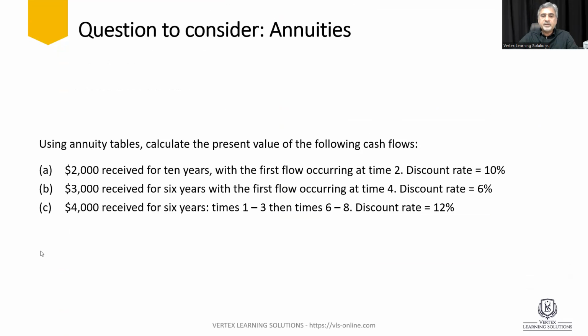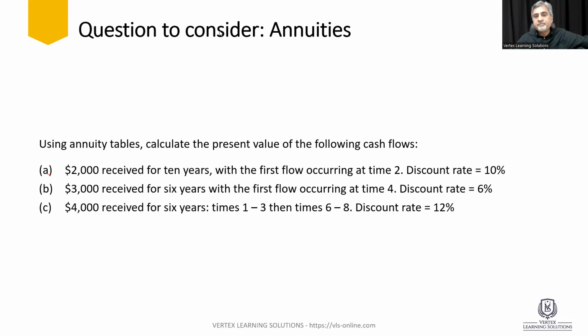For example, it says: using annuity tables, calculate the present value of the following cash flows. And there are 3 scenarios. Scenario number 1: $2,000 received for 10 years, with the first flow occurring at time 2. The discount rate is 10%.